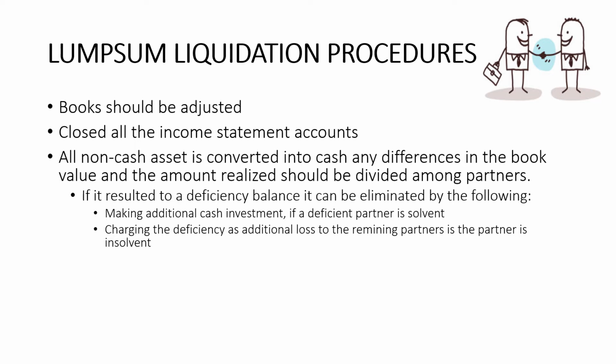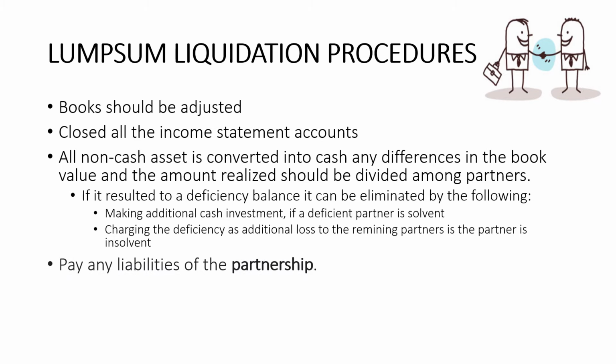If it results in a deficiency balance, it can be eliminated by the following. If there is a deficit in the capital balance and the partner is solvent, then that partner will be required to make an additional cash investment so that they would be able to pay for the difference. Or in cases where the partner is insolvent, the deficit will be charged as additional loss to the remaining partners. Okay, but we will have examples so that it would be clearer.